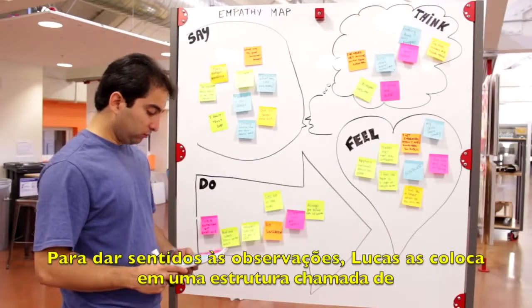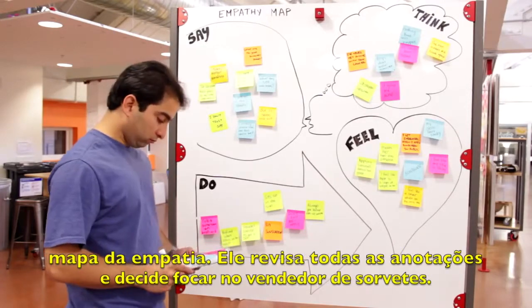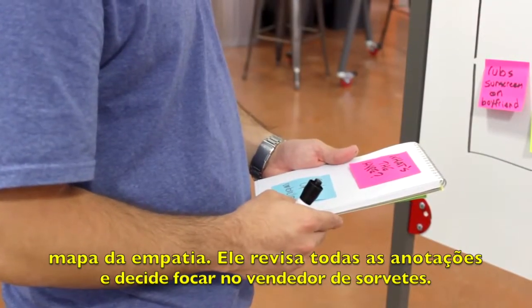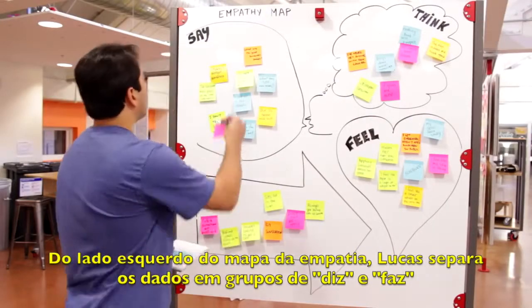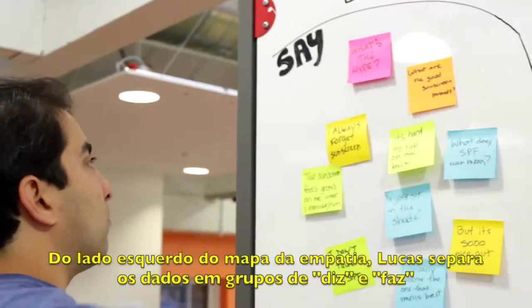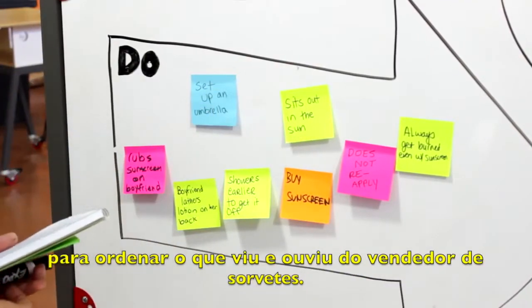To make sense of his observations, Lucas uses a framework called Empathy Map. He reviews his notes and decides to focus on the ice cream vendor. On the left side of the empathy map, Lucas uses the sections labeled Say and Do to unpack what he heard and saw from the ice cream vendor.